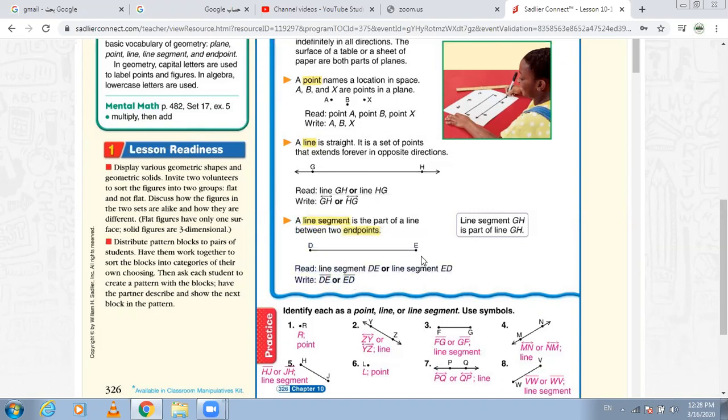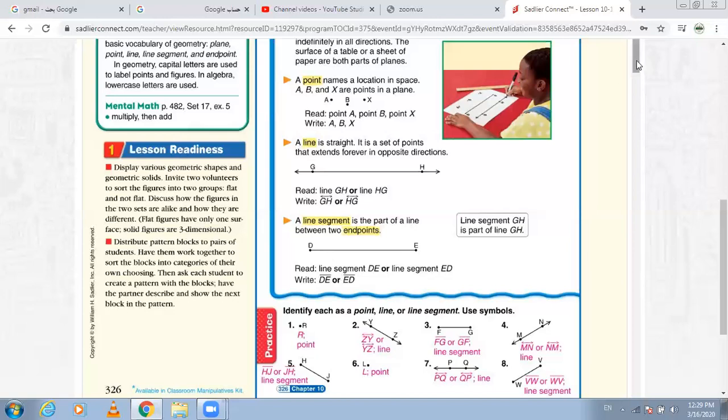So now, how can I name this line segment? You have to tell me D, E, or E, D. But don't forget, you have to draw above the letters a line without arrows. That means we have line segment here.